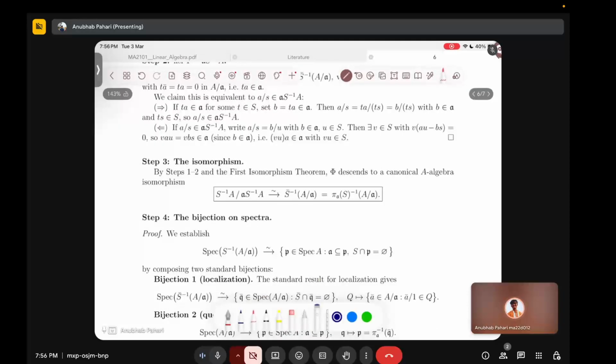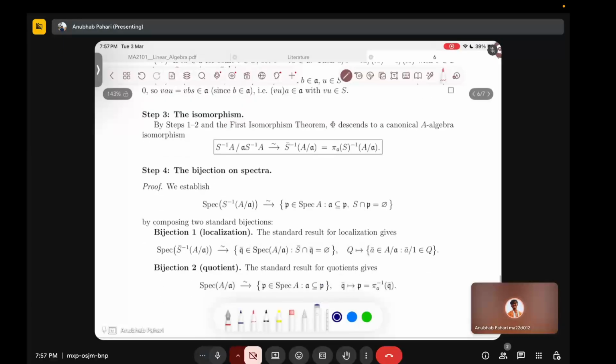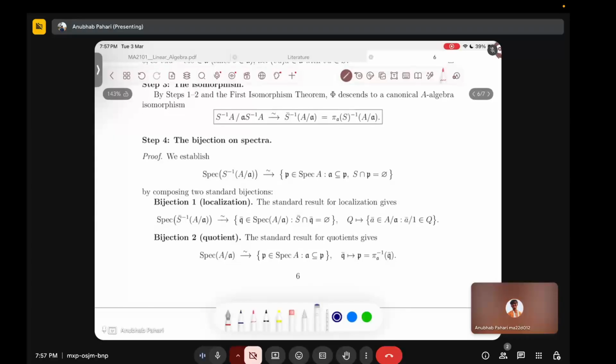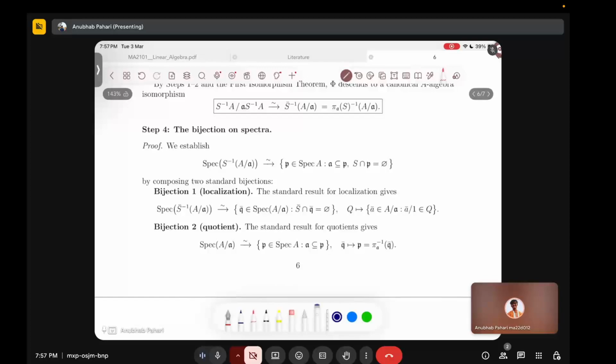Now for step 3, the isomorphism: by steps 1 and 2 and the first isomorphism theorem, φ descends to a canonical algebra isomorphism S⁻¹A/𝔞S⁻¹A to S̄⁻¹(A/𝔞), which equals π of S⁻¹(A/𝔞). And for the bijection on spectra, we establish that Spec of S⁻¹A/𝔞S⁻¹A is isomorphic to the collection of all P from Spec A such that 𝔞 is contained in P and S intersection P is empty, by composing two standard bijections.